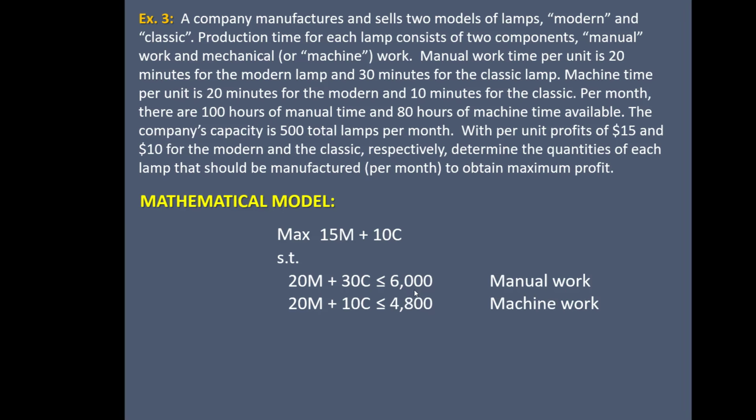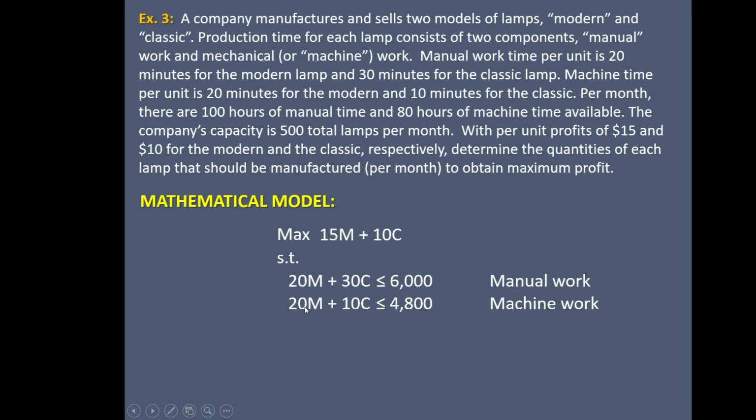Again, constraint by constraint, I need to make sure that within that constraint, I'm consistent. And again, here I've converted everything into minutes. So in terms of machine time, the modern lamp takes 20 minutes. The classic model takes 10 minutes. And I have converted 80 hours per month into minutes by multiplying by 60. But had I wanted, once again, I could have expressed this in hours as long as I was consistent for the entire constraint.